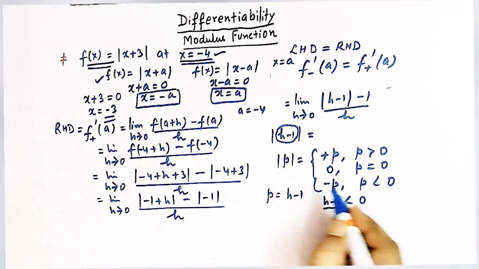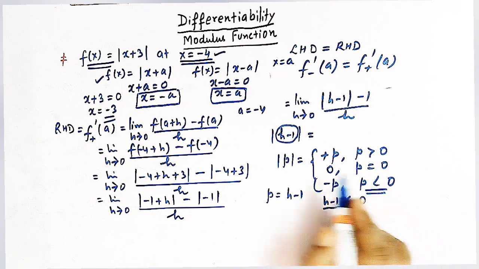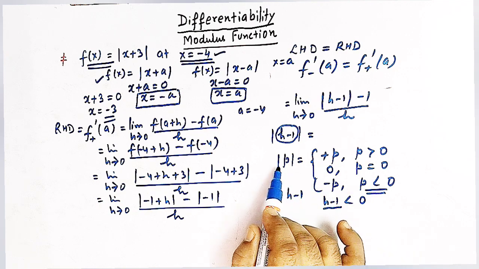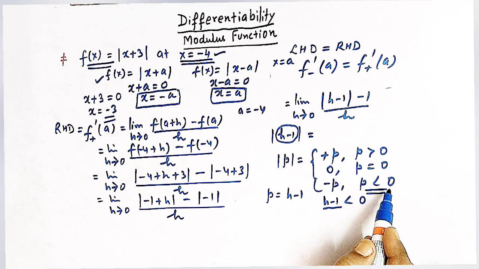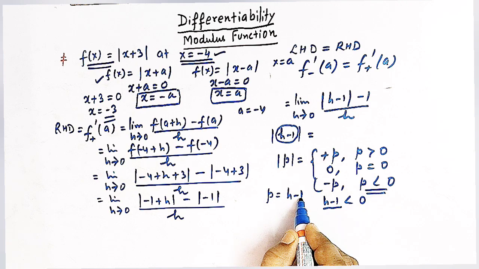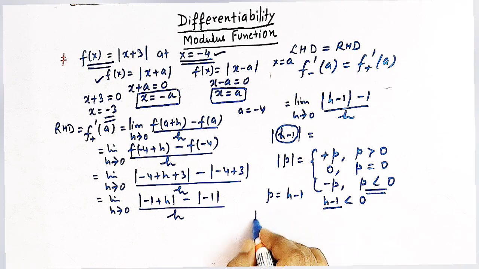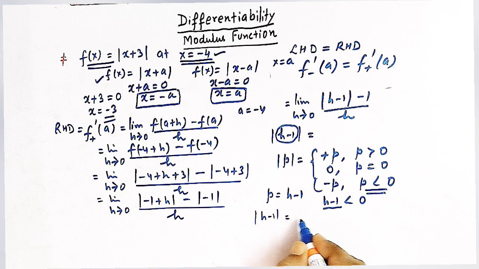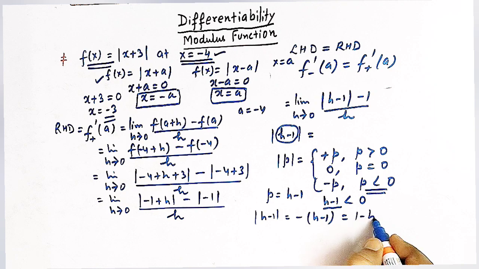So here mod of p is equal to negative p will apply this part of this definition. So mod of p is minus p when p is less than 0. P is h minus 1. H minus 1 is less than 0. H minus 1 is a negative quantity, right? So mod of h minus 1 is equal to negative of h minus 1. That is 1 minus h.